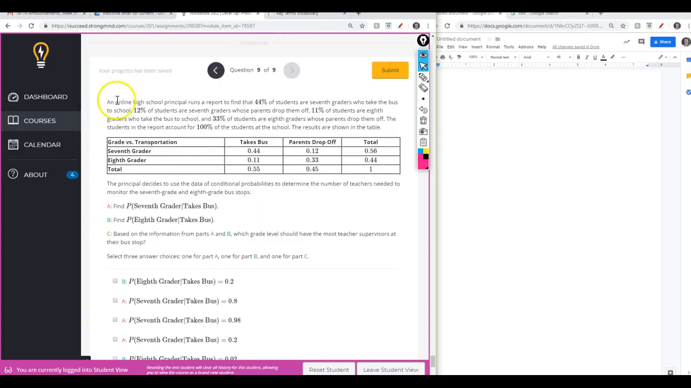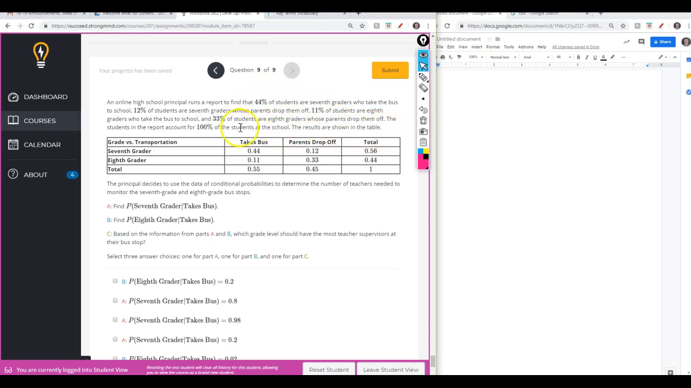All right, question 9. An online high school principal runs a report to find that 44% of students are 7th graders who take the bus to school. 12% of students are 7th graders whose parents drop them off. 11% are 8th graders who take the bus to school, and 33% of students are 8th graders whose parents drop them off. The students in the report account for 100% of the students at the school. The results are shown in the table.